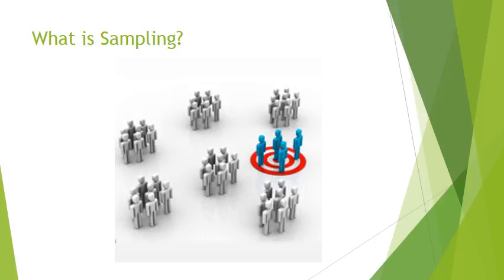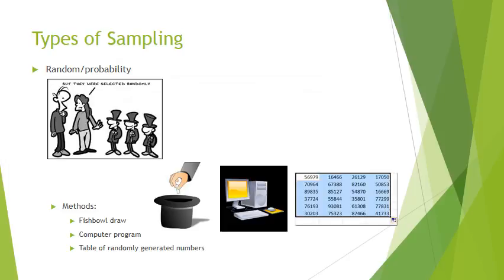So what is sampling? Sampling is selecting a few from the larger population. So a sample is the subgroup of the population. So there are several types of sampling. The first I'm going to discuss is random or probability sampling.